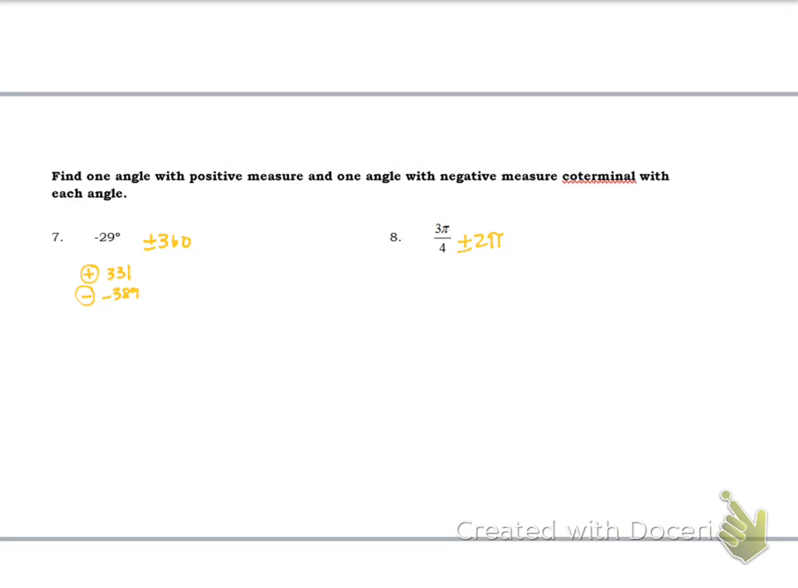Okay, if I don't have the L calculator, I have to get a common denominator. So I need to multiply by a form of 1. That gets me a 4 in the bottom, so 4 over 4. So 2 times 4 on the top gets me 8, and my 4 on the bottom. 8 divided by 4 is that 2. So 3 plus 8 gets me 11 pi over 4 as my positive. My negative side, 3 minus 8 gets me a negative 5 pi over 4.